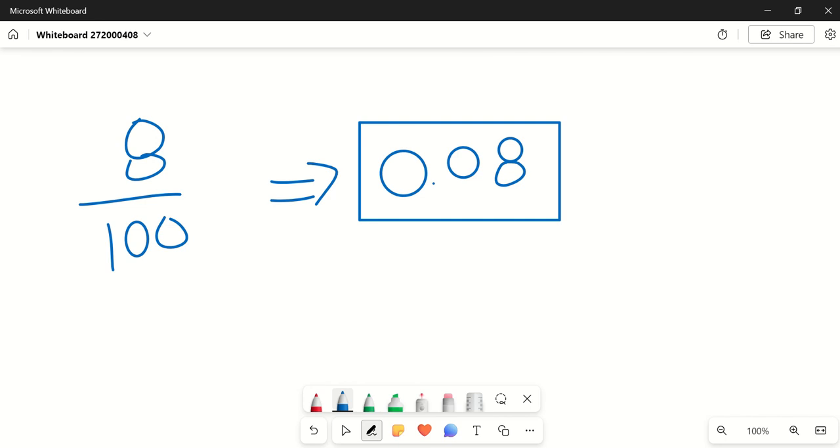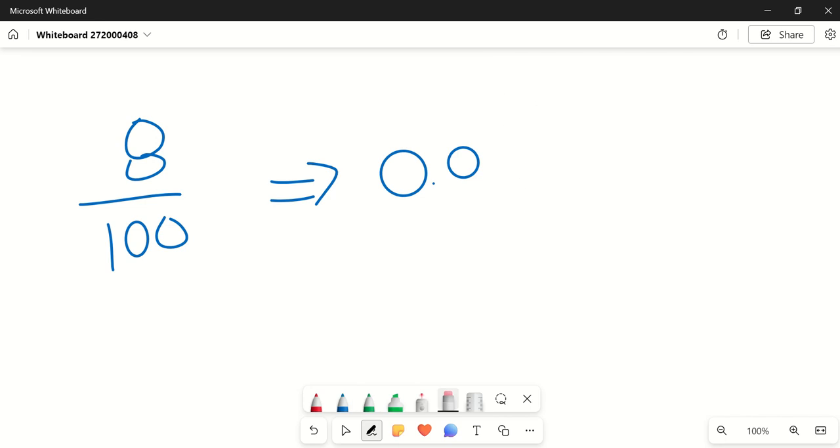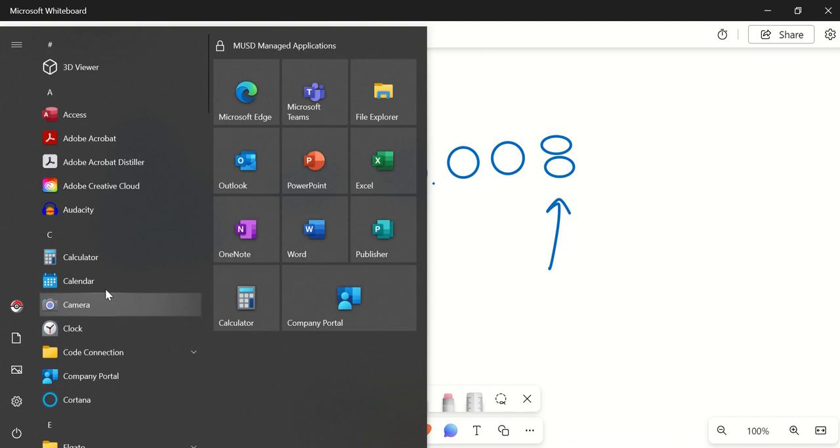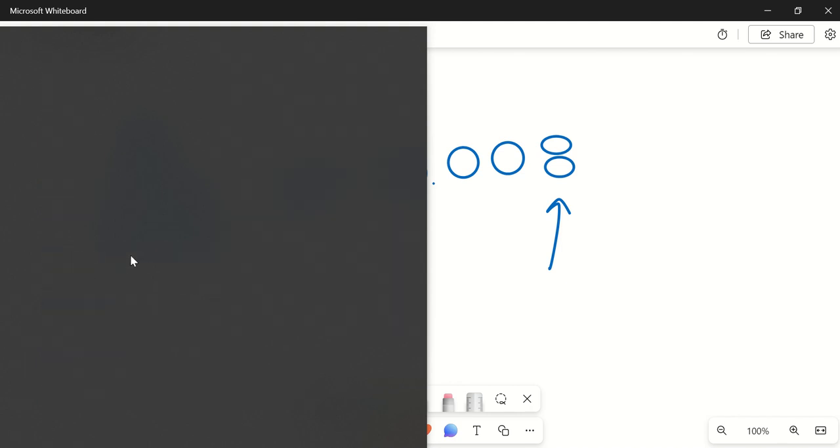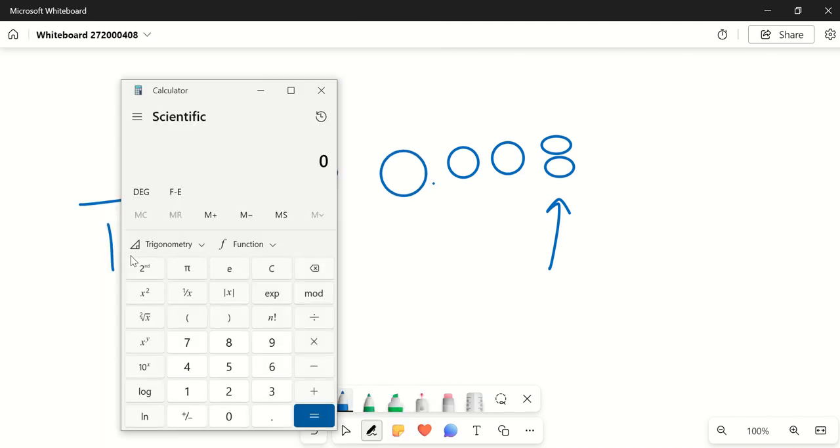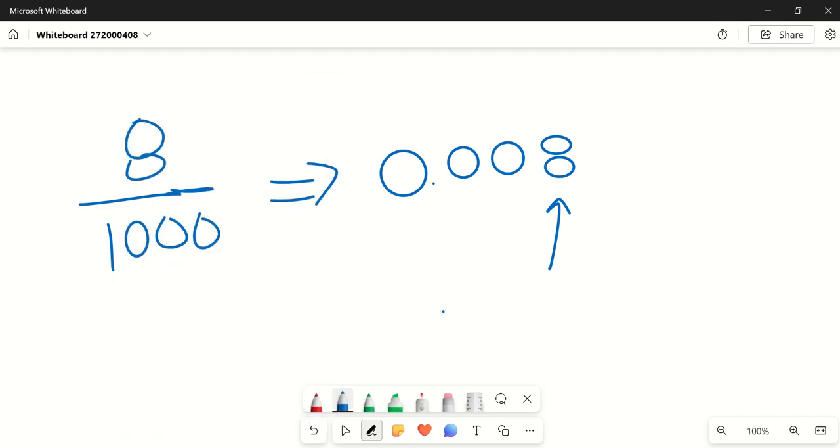Now let's switch it up. If I want 8 thousandths, I would need to add another 0 and make sure that 8 is in the thousandths spot. And if I were to divide this again, calculator, 8 divided by 1,000, I will get 0.008. So place value is going to be very important when it comes to this.